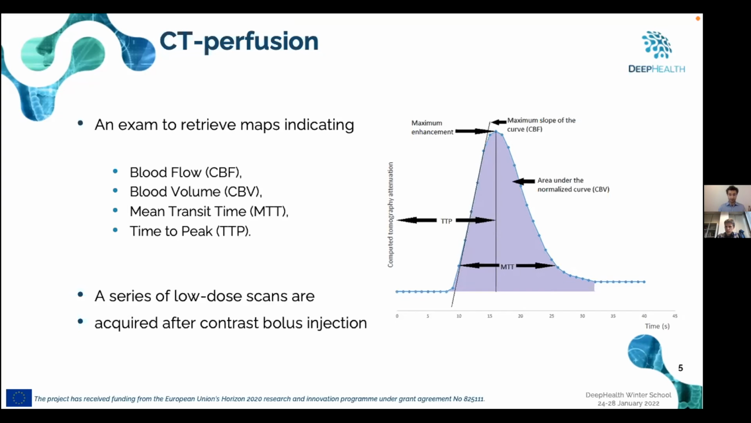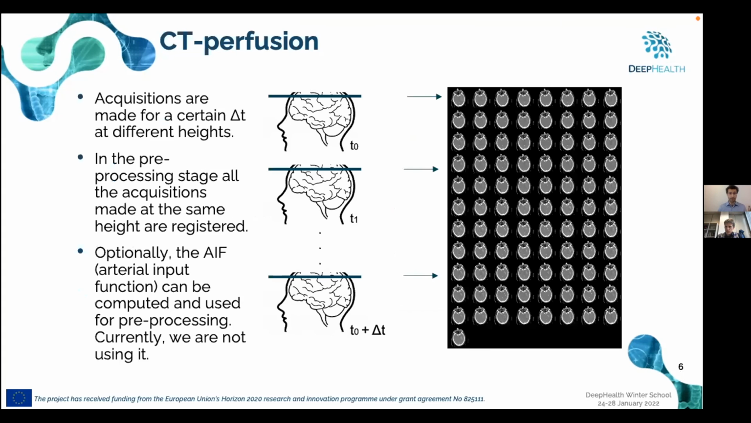From a very practical point of view, what happens to the subject undergoing this examination? Since we need essentially a map of the blood flow, blood volume, time to peak, and mean transit time, which are the 4 reference measures to get to the identification of the ischemic core, penumbra, and so on, the areas which are of interest to intervene in order to save the life of the patient.